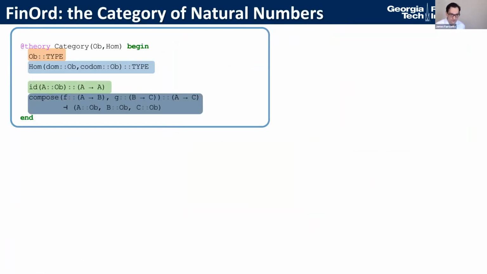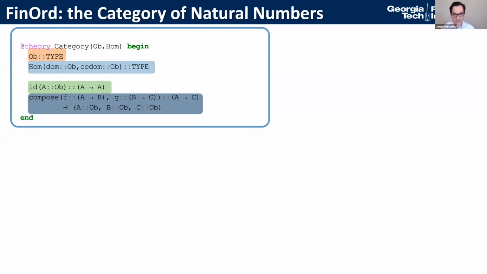And so how does this work for an example, say the category of natural numbers? FinOrd, which is the skeleton of FinSet, is going to be an instance of a category. So that's specified here. This is the definition of a category. It's a GAT theory that has objects and Homs. And for every object, you have an identity. And for every pair of Homs that are compatible, you can compose them. And this theory DSL is a little language for specifying algebraic theories.